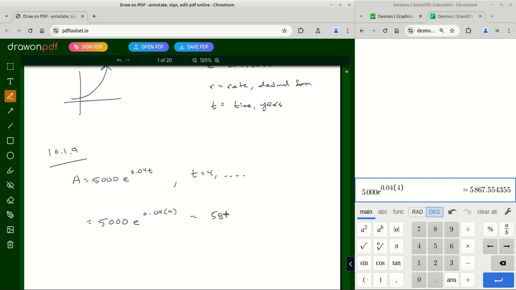So 5,876.55. Again, that's dollars. This will keep going for 5 and 6 and whatever they ask. So zooming out, you started with $5,000 in an account, and you left it in there for 4 years at a 4% interest rate. And at the end of 4 years, you now have about $5,800 in the account. So you gained about $800 by doing nothing, by simply owning $5,000 and putting it into an account.